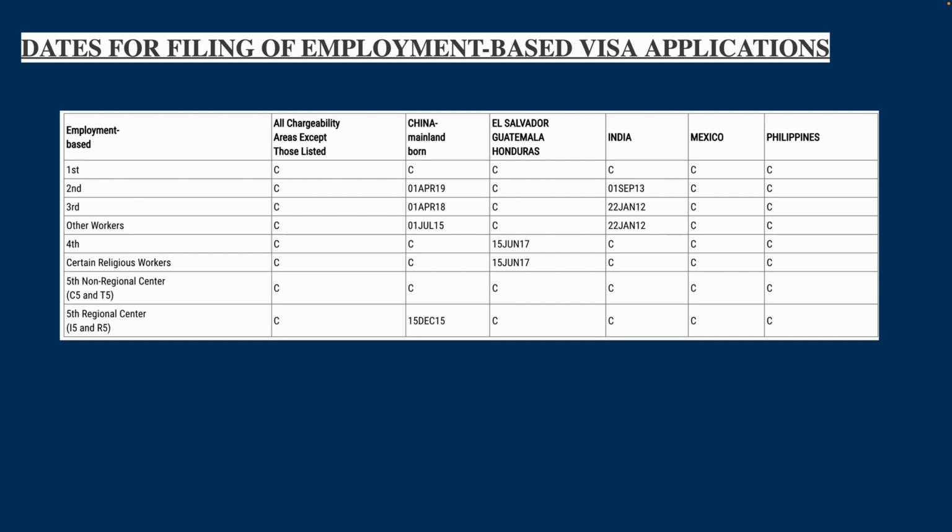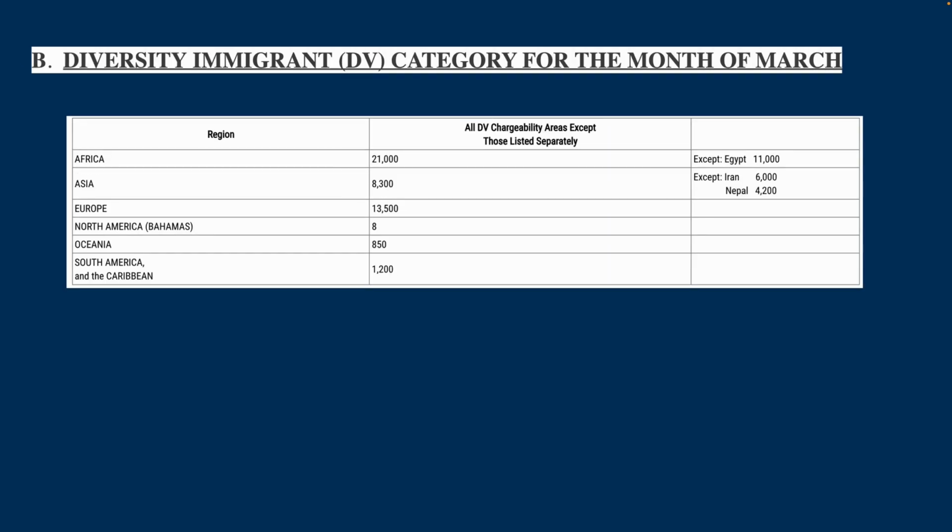All right, now let's discuss the dates for filing for diversity immigrant, or we call it DV, or others call it lottery immigrant. So for this diversity immigrant category for the month of March, these are the numbers of visas available for DV. For Africa, there are 21,000 visas available for DV, except for Egypt, which is 11,000 for DV alone. For Asia, it's only 8,300.